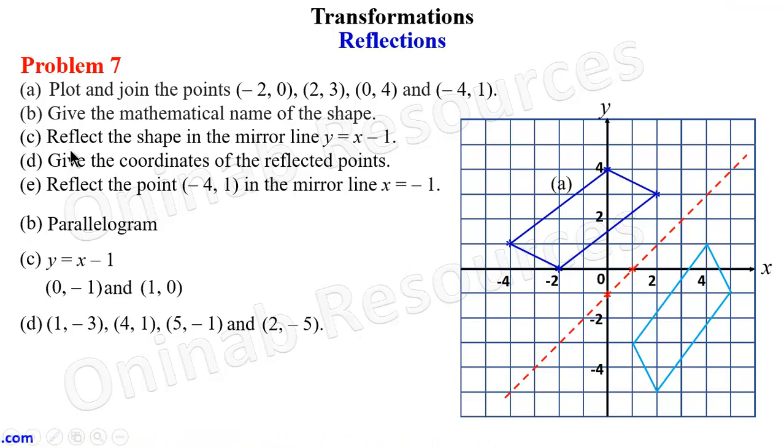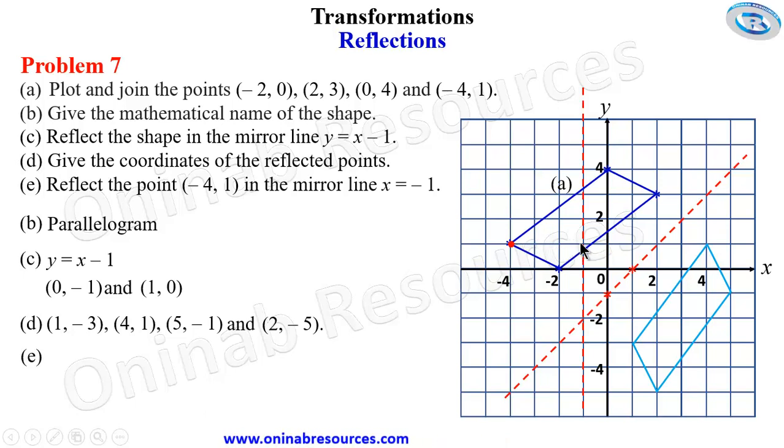So we are done with D. So we go to E. For E, reflect the point -4, 1 in the mirror line x is equal to -1. We start from the mirror line, which is x equal to -1. This is x is 0, x is -1 is here, so this is the mirror line here. The point to be reflected is -4, 1. -4, 1 is one of the vertices of the parallelogram, so we mark it out.